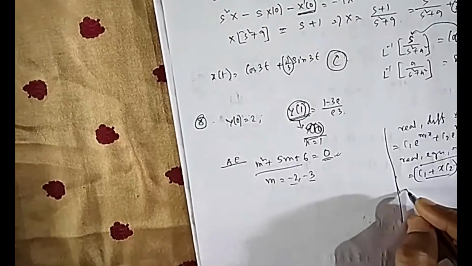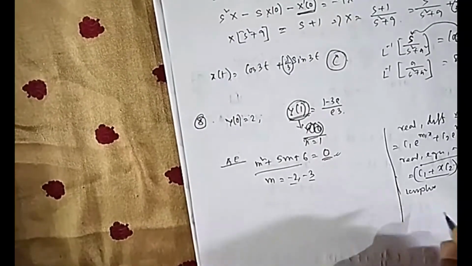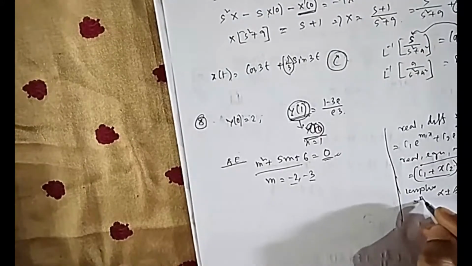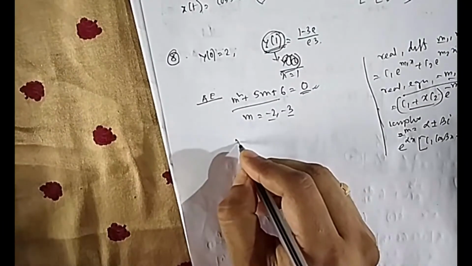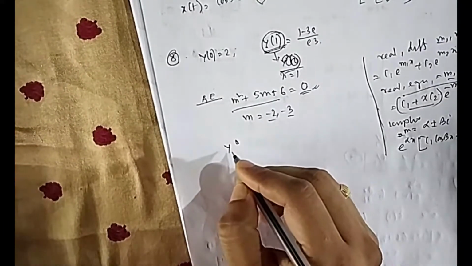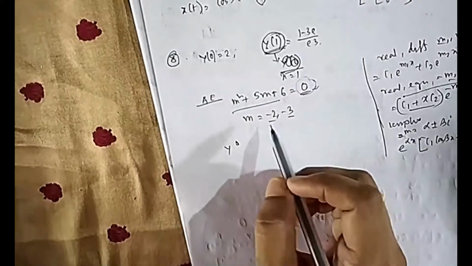If the roots are complex, suppose m is equal to plus minus alpha beta i, then the solution is e to the power alpha x times c1 cos beta x plus c2 sin beta x. You can find it in any book. So these are the formulas for the differential equation. Here both the roots are different, so we apply this one, and since this side is already 0, there is no PI.